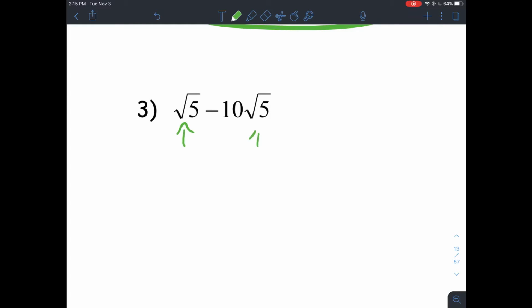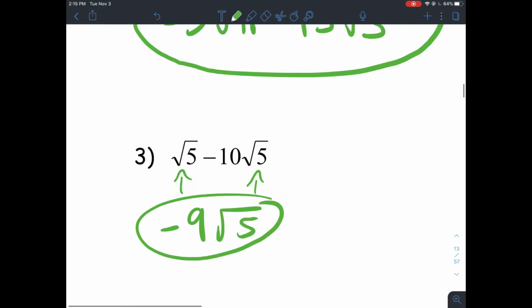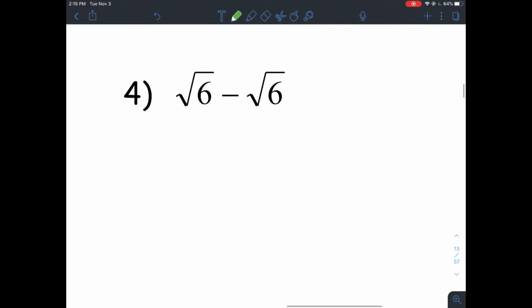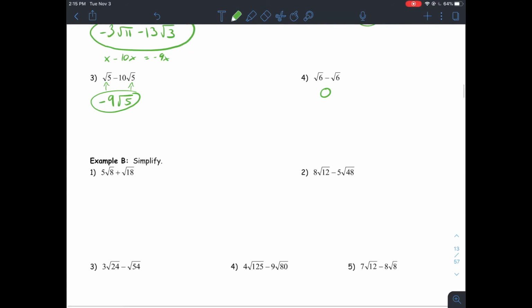All right, let's go ahead and check this one out. Again, we've got two like radicals, the root 5 and root 5. Root 5 minus 10 root 5 is going to give us a negative 9 root 5. And if you ever get confused, just think about, well, what if I had x minus 10x? Well, that would give us a negative 9x, right? Same thing going on here. All right. And then root 6 minus root 6, well, that's just 0, right? If you have root 6 of something, you take root 6 away, you got 0 left.